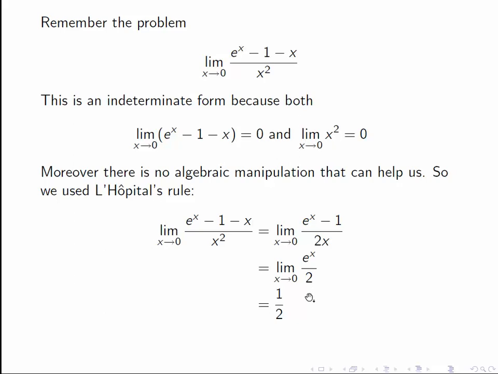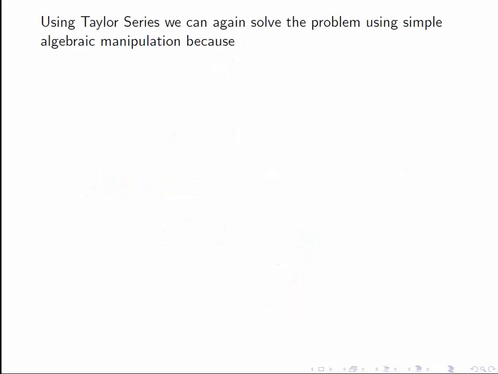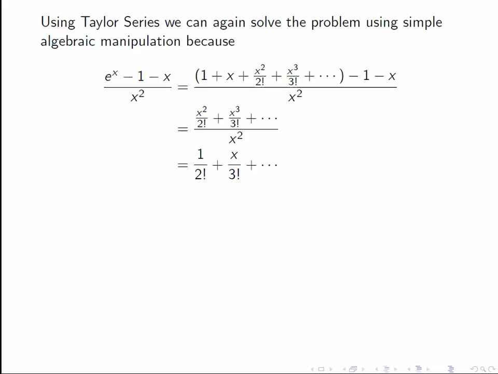a half. But what's interesting about Taylor series is it enables us to do the algebraic manipulation that we can't do because e to the x and 1 plus x are such different kinds of expressions. We can't in any way manipulate that. But if we write e to the x as a power series, we can. So let's try to do that. So let's replace e to the x by its power series, 1 plus x plus x squared over 2 factorial, etc.